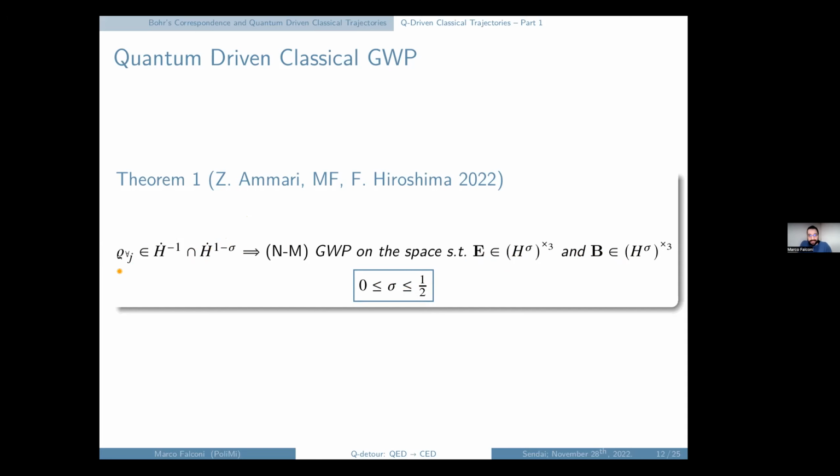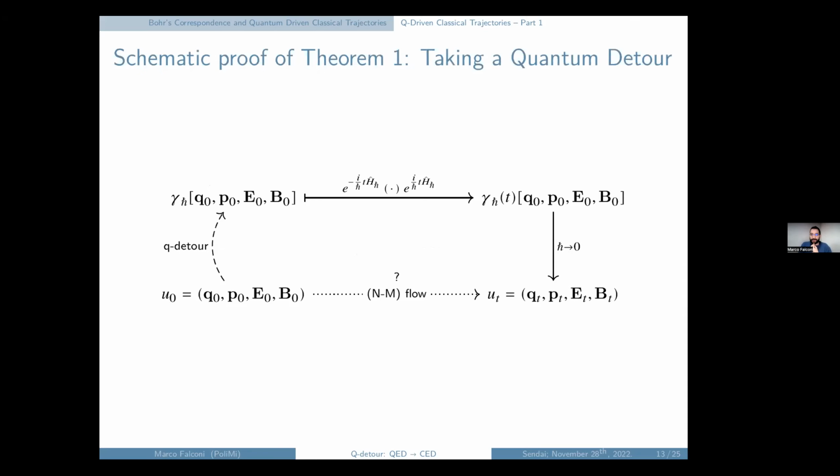But as I said, more than the result itself, it's the strategy of proof that I find very interesting for this theorem. And the strategy of proof, that I will be a bit more precise about towards the end of my talk, if I have time, is this one. Okay. So the idea is that we take a quantum detour. So we start from an initial condition at the classical level: initial position, momenta, and values of the electromagnetic field.